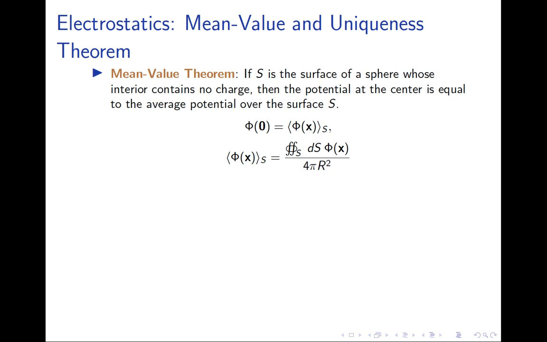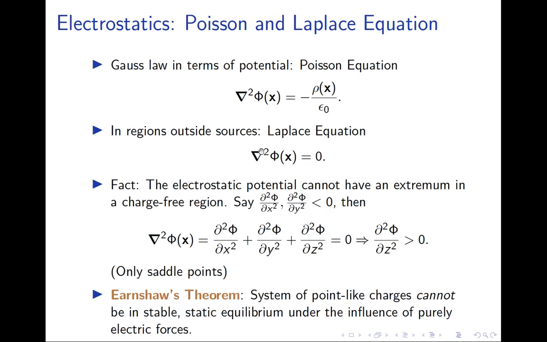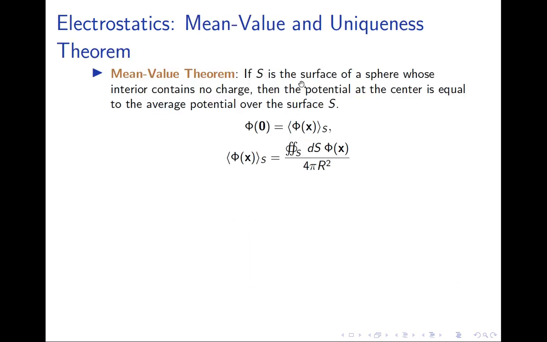Another important theorem is known as the mean value theorem, which is again based on some property of the Laplace equation. The fact that it doesn't have maxima or minima, but all the maxima and minima are located at the boundary of this region, or where the charges are located. That means in the middle, it will be some average of whatever is there on the boundary. So this is an important property.